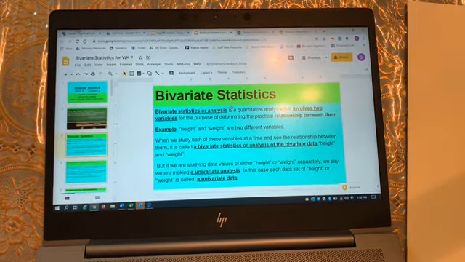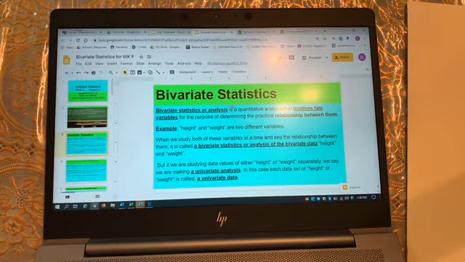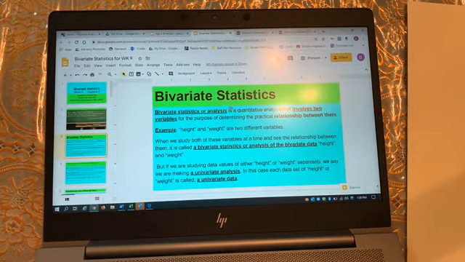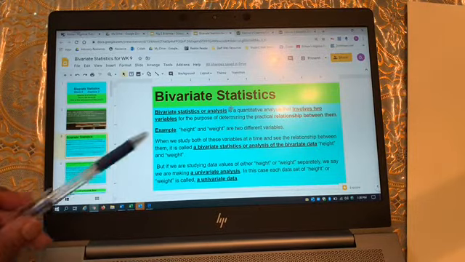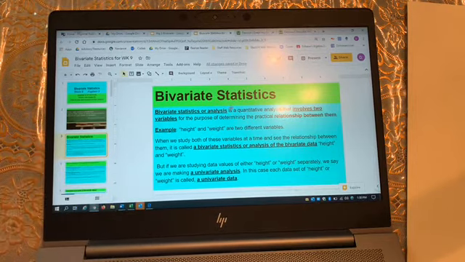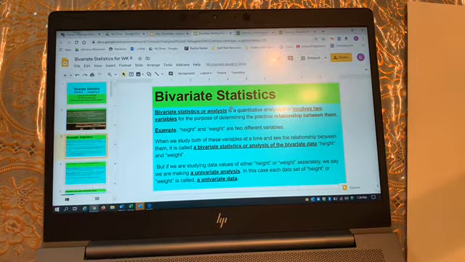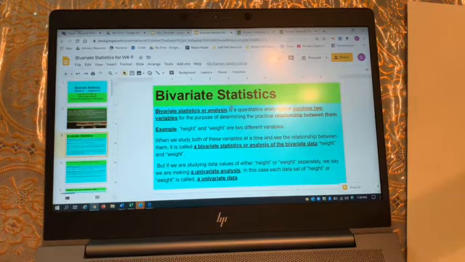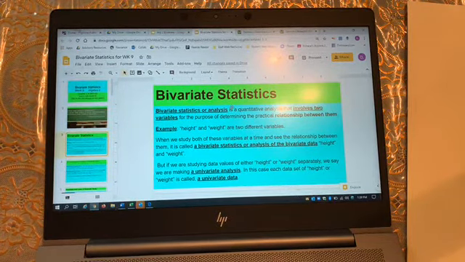For example, you might study height and weight at the same time, these two different variables. In this case, we call it bivariate data, studied under bivariate statistics. But if you independently study height or weight separately, like what we did last week, it's called univariate analysis of univariate data. So univariate or bivariate depends on how many variables you are studying.